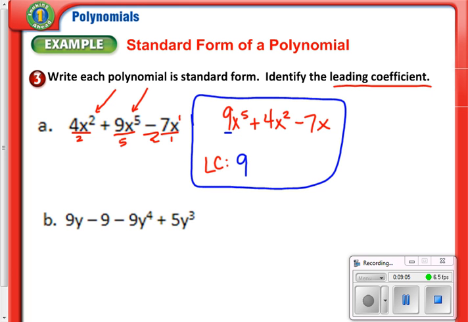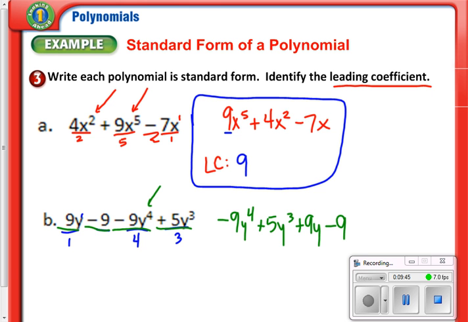We'll check out B real quick. Here we have a degree of 1. Here's our constant. We have a degree of 4, and we have a degree of 3. Writing it in standard form, our highest degree goes first, which would be a negative 9y to the 4th. Always carry the sign out in front, usually one of the biggest mistakes. And we have a positive 5y to the 3rd. And then we'd have a degree of 1, which would give me a positive 9y. And last, that constant at negative 9. That is in standard form.